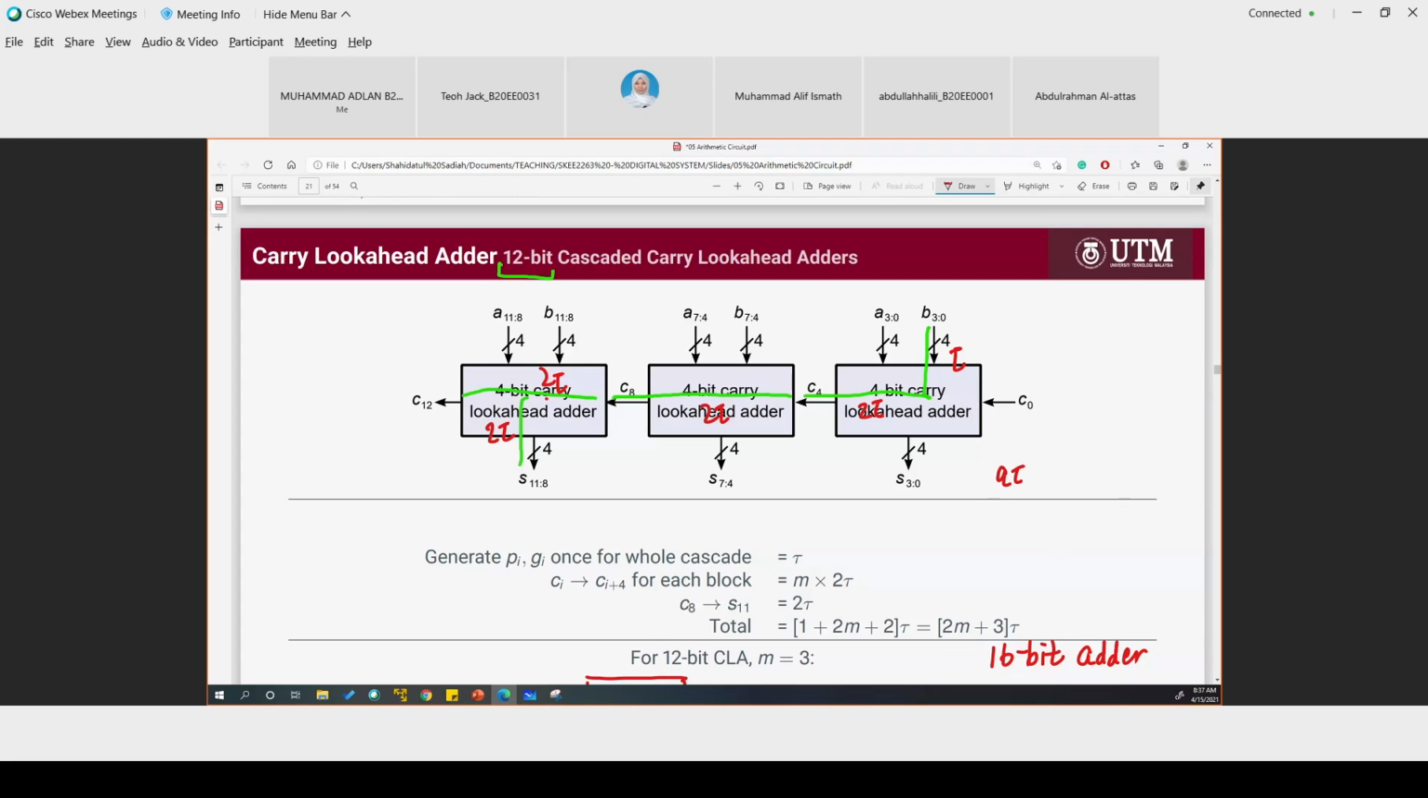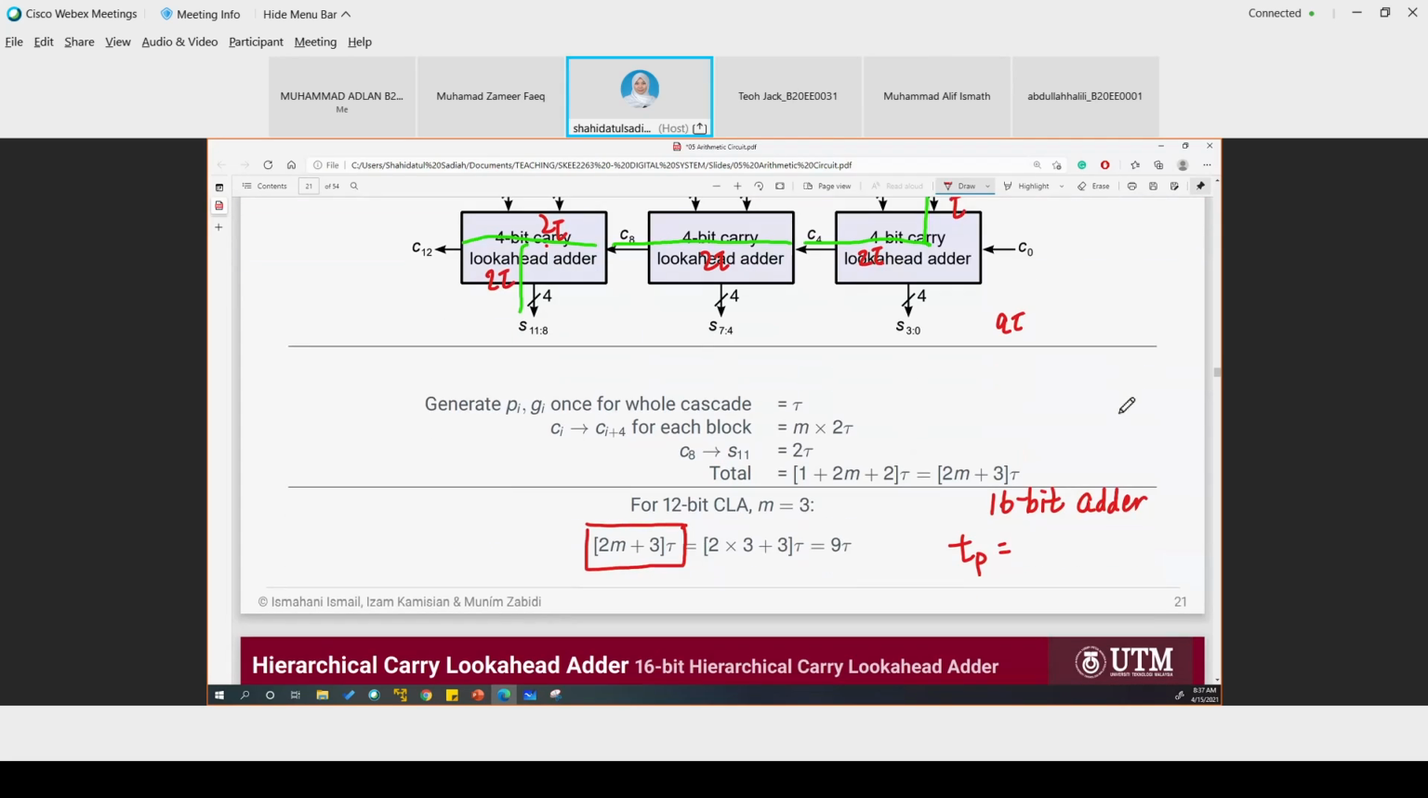Muhammad Alif Ismat, are you sleeping? Sorry, Sensei. He went to the toilet. So you answer, Zamir Faik. You answer? Okay. 12. 12? 12 tau. Okay, 12 tau.